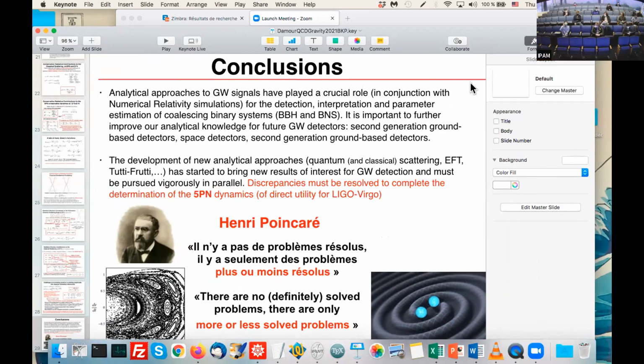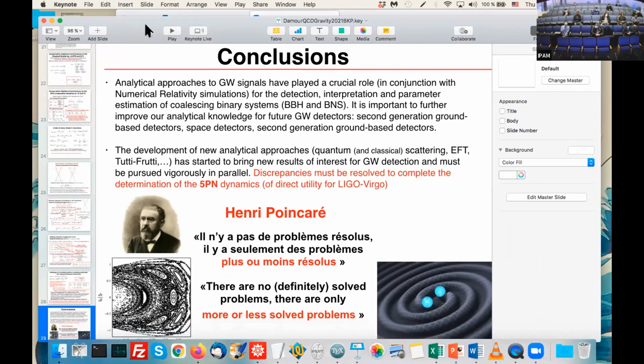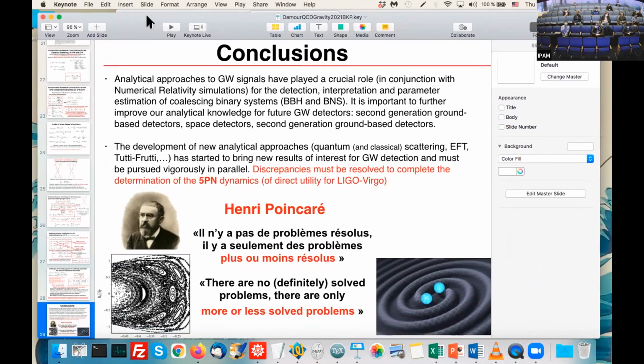Maybe I can ask one. So could you comment more on the subtlety of radiation reaction square terms?